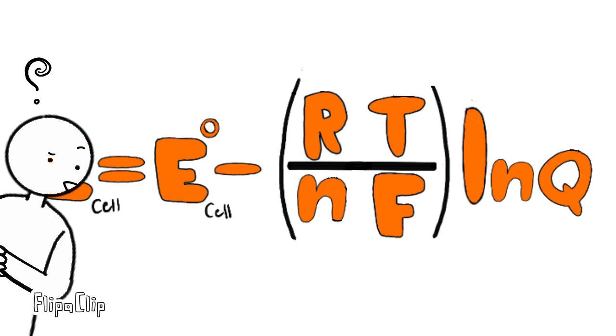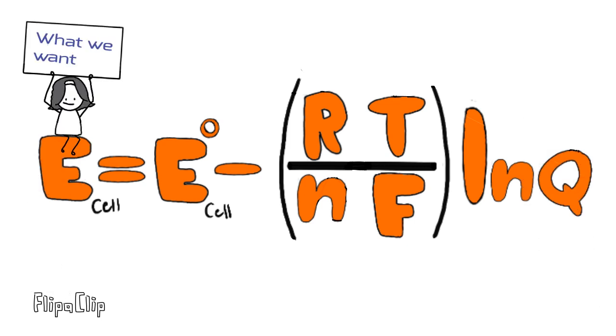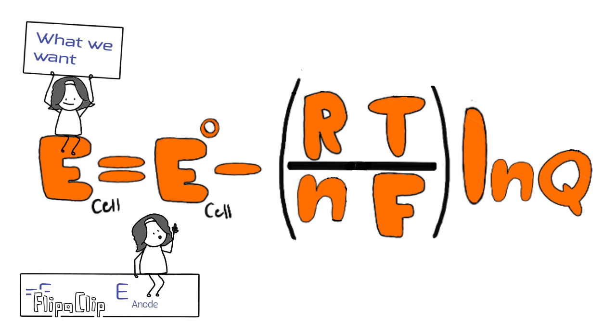What about these weird signs? This is what I was going to explain. E is the potential cell, and that's what we want to calculate. The unit will be in volt. E naught is the cell potential under the standard conditions. The unit will be in volt.